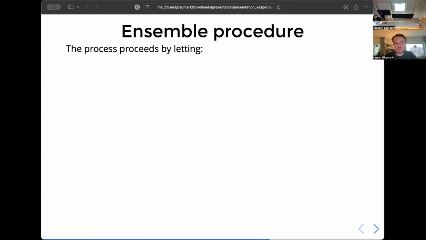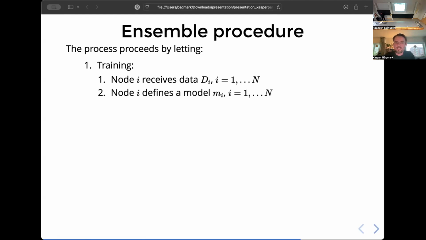So what we do in practice is that during training, we let each node receive their data chunk, and this happens in parallel, of course. So we have two cases. If the nodes already have their data, we don't have to really send out the data. Otherwise, we have a one-to-all communication here by sending out the different data chunks. Then each node defines their model, and each model is then trained on the respective data until some convergence or some criteria is met, and we are happy with the training.